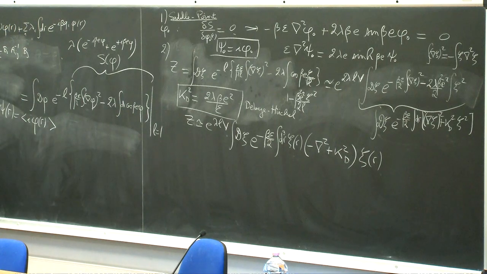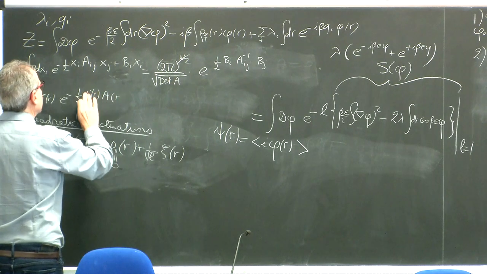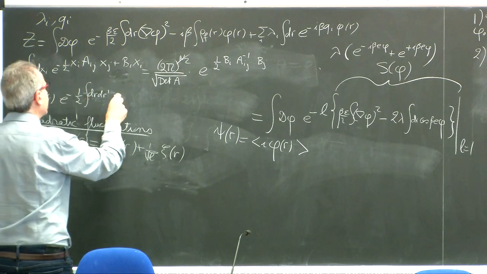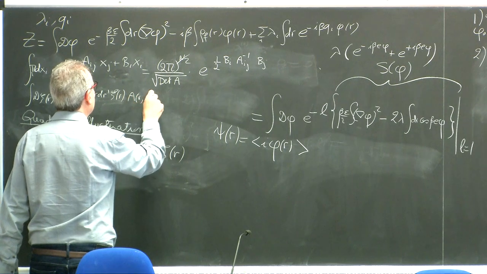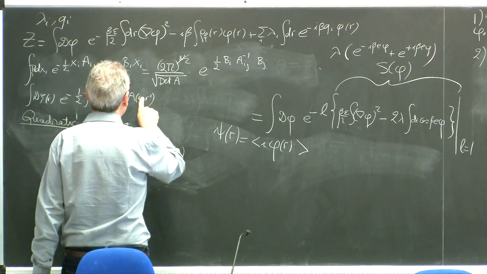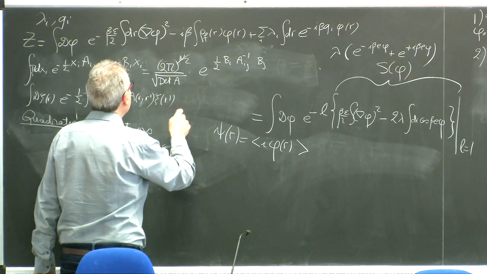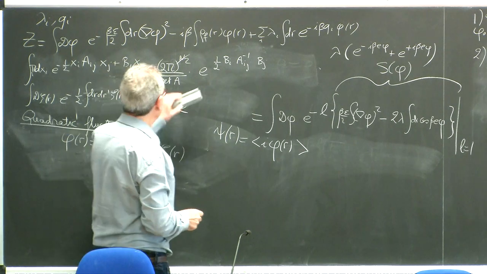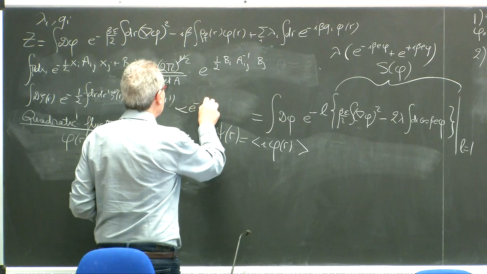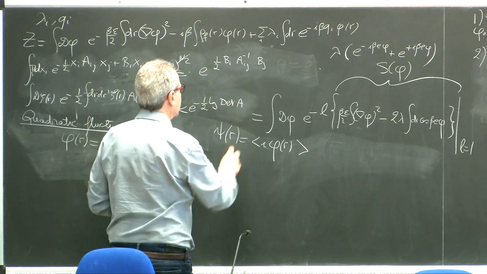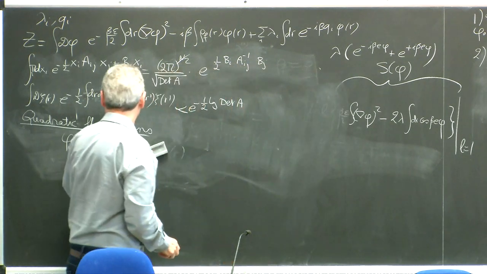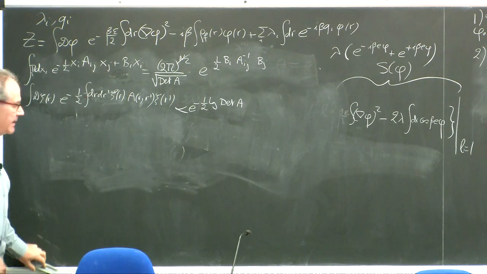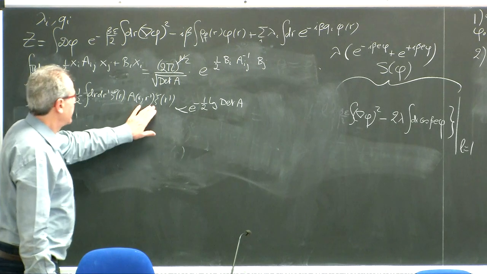So the result is generalized in the following way: the integral dξ of r e to the minus 1/2 ξ of r A of r ξ of r, so it's an integral dr dr prime ξ of r A of r, r prime ξ of r prime. And this is the only thing that I will use. So this b is 0. This is proportional, up to an infinite factor, to e to the minus 1/2 log determinant of A. We saw this already last time, where the determinant of A is the so-called Fredholm determinant of the operator A.